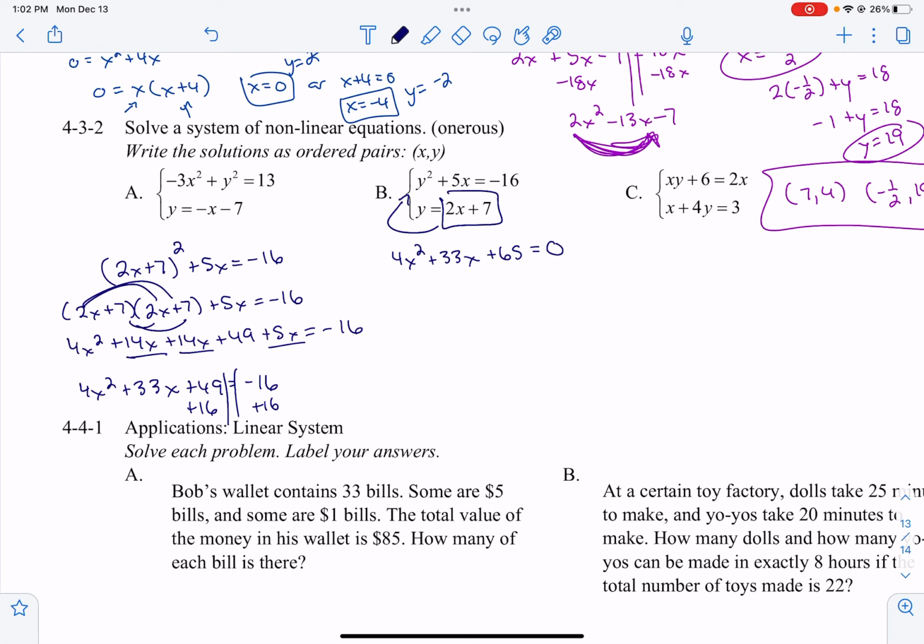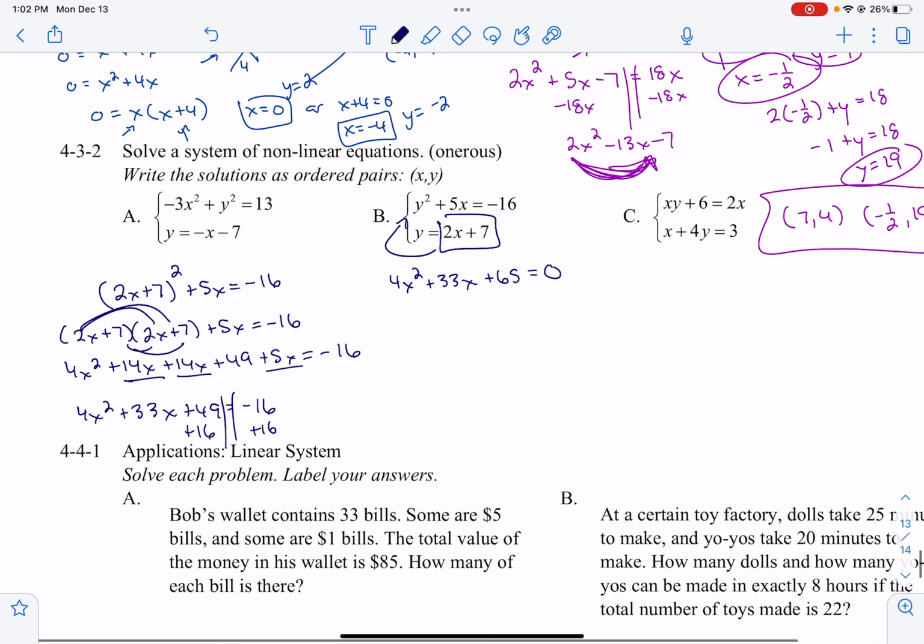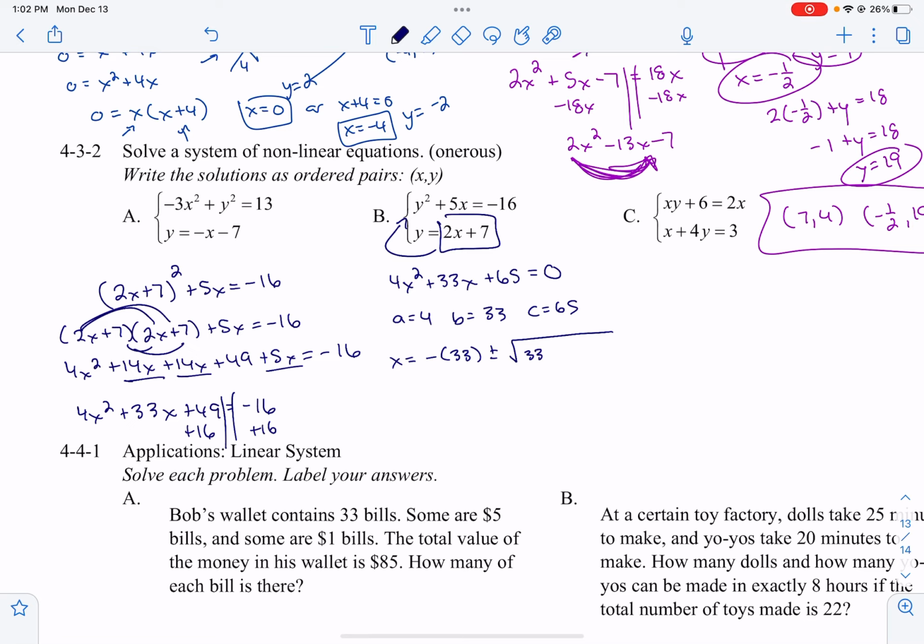You can do the quadratic formula, or you can do big X. We haven't really done quadratic very much, so let's do it that way. Let's let A equal 4, B equal 33, and C equal 65. I'm going to need a calculator here in a minute, but x equals negative 33 plus or minus the square root of 33 squared minus 4 times 4 times 65, holy smokes, all divided by 2 times 4.